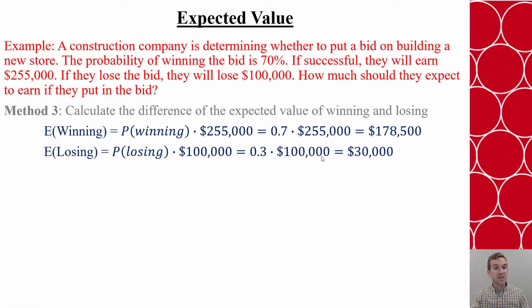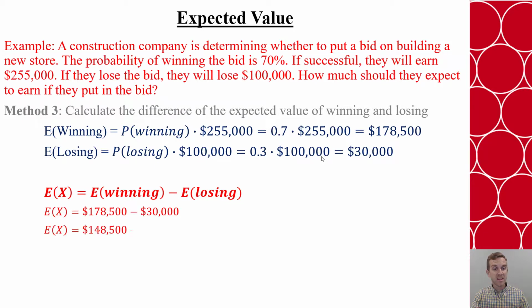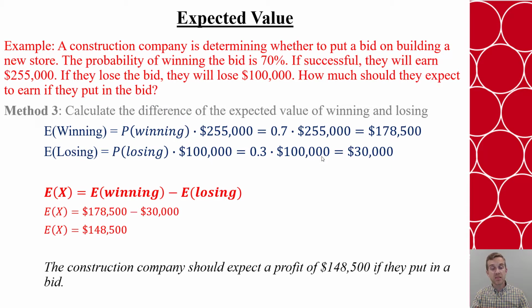So to calculate the overall expected value of earning, we're going to take the expected value of winning minus the expected value of losing, which would then give us $148,500. So the construction company, in this case, should expect a profit of $148,500 if they put in a bid on this new store.